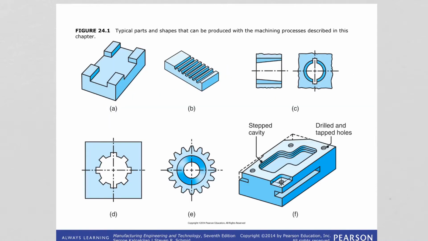In this figure, we are seeing typical parts and shapes that can be produced with the machining techniques that we're gonna learn in this chapter. As you can see, parts with complex external and internal features, gears, can be produced with these techniques.